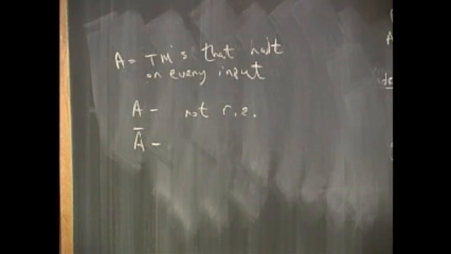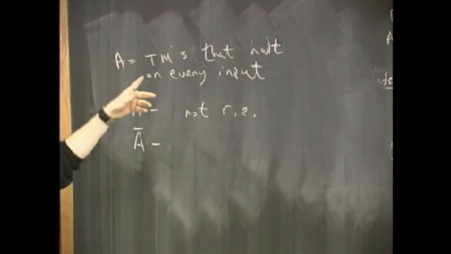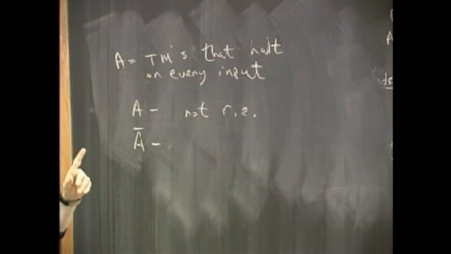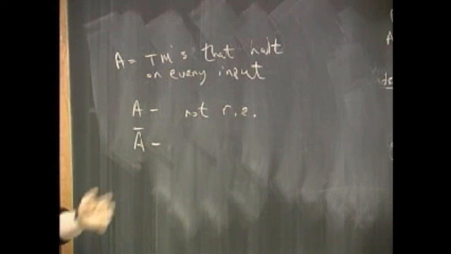You're thinking about the complement. Let's think about the complement. Turing machines that don't halt on every input. That means the complement of this means that there's one input that it for sure doesn't halt on, right? How do you find if there's one input that for sure it infinite loops on? You try all the strings, and you wait till you get to the one that infinite loops.